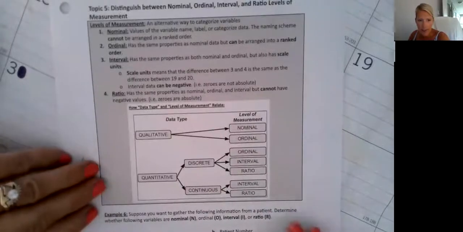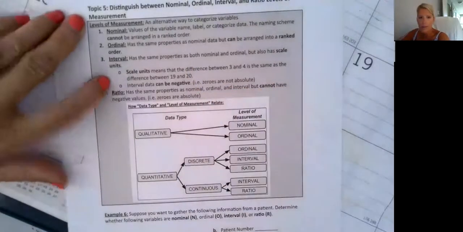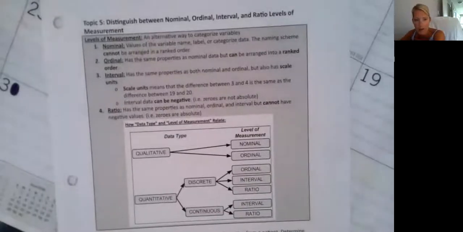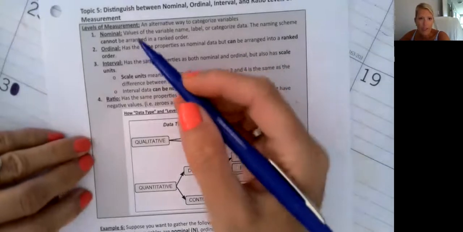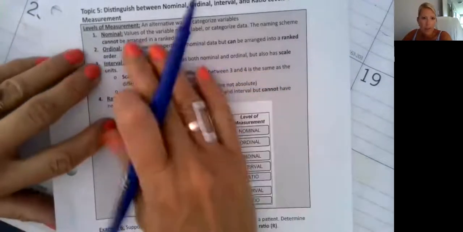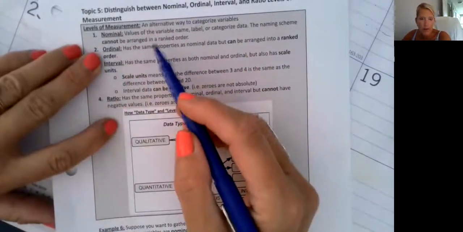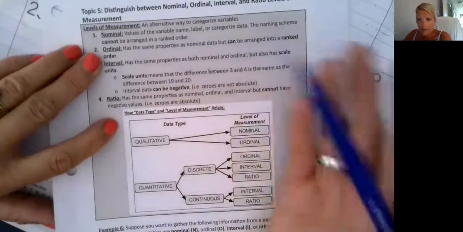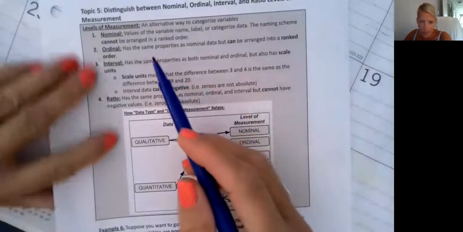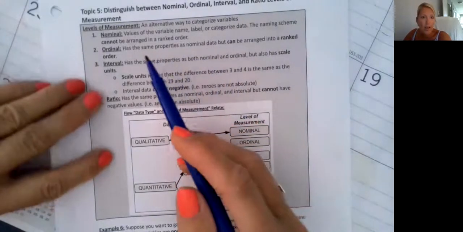So the last little bit to our intro to statistics today is levels of measurement. We're not going to focus too much on these this semester, but they are important to understand. There's sort of a hierarchy here. The basic level of measurement is nominal: values of the variable that are name, label, or categorized data, such as the state that you were born in. There's no order to them.